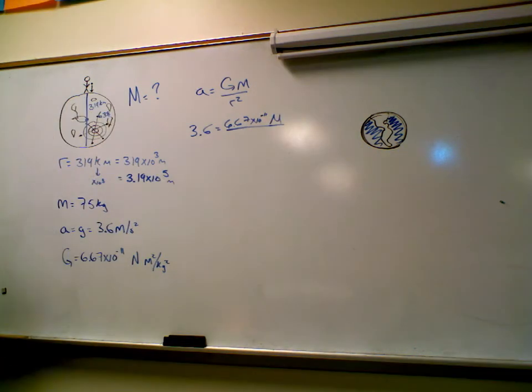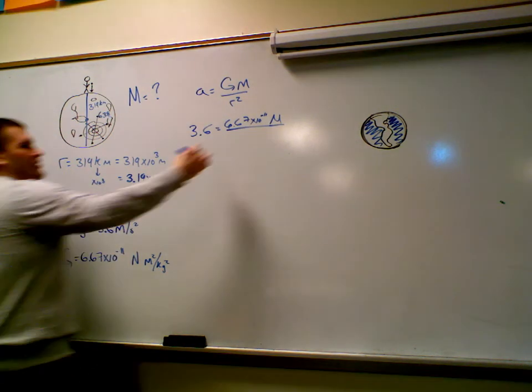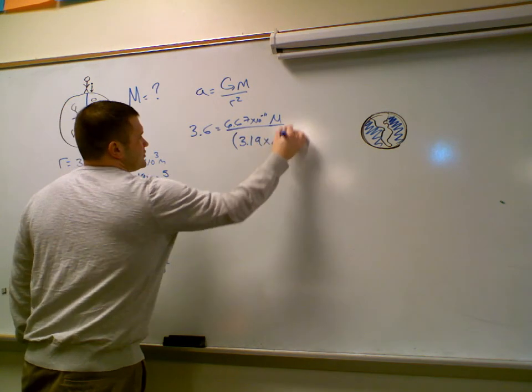Now R gets some controversy here. I bet somebody plugged in 638 because that was the diameter. Did anybody plug in 638? I bet someone just plugged in 319 because it's in kilometers. We thought that was right. We need to work in meters, which is why it's 3.19 times 10 to the 5th. So 3.19 times 10 to the 5th squared.